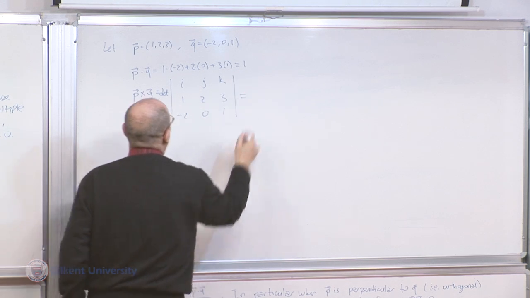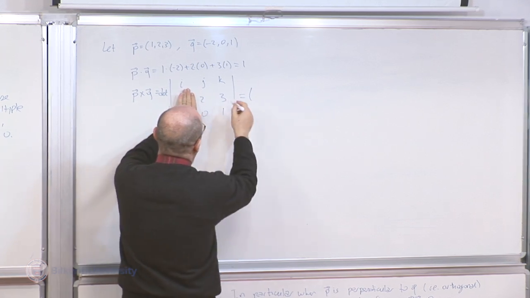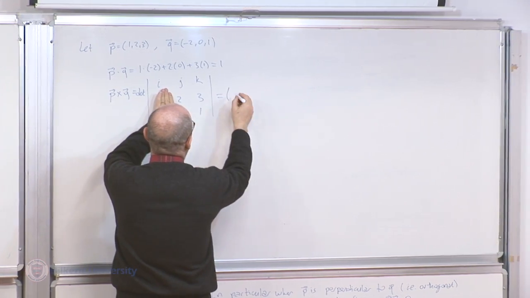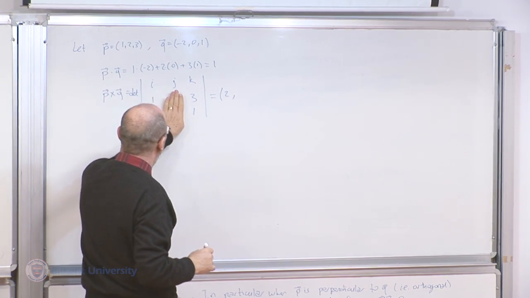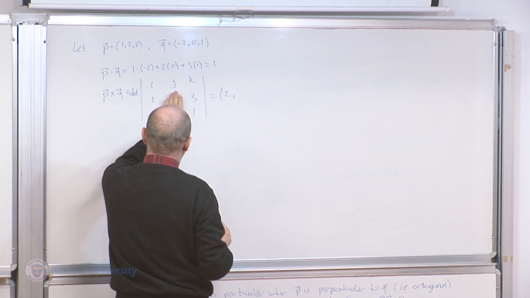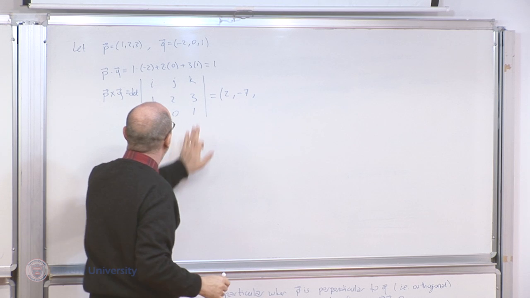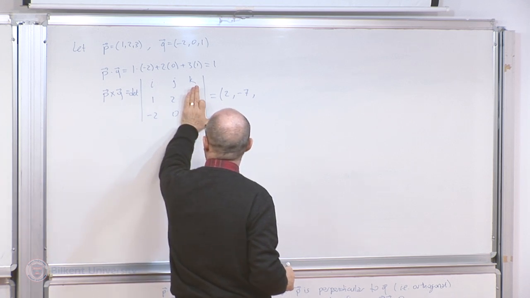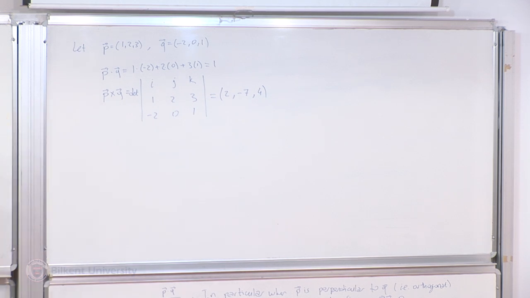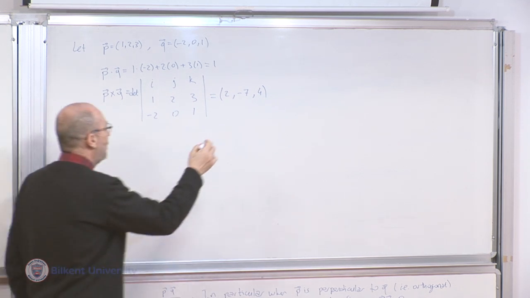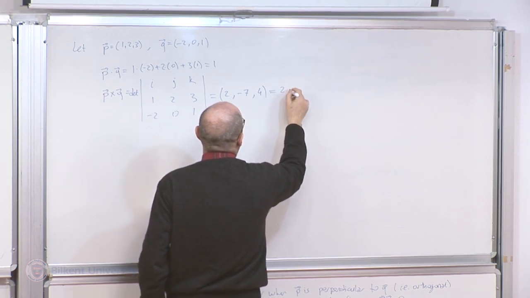Let's see what happens. The first entry is this determinant, 2 times 1 minus 0, so this is 2. And the second entry is minus this determinant. This is 1 plus 6, 7, so this is minus 7. And the last one is this, plus 4. Sometimes, I think in the exams, you will always see it like this.